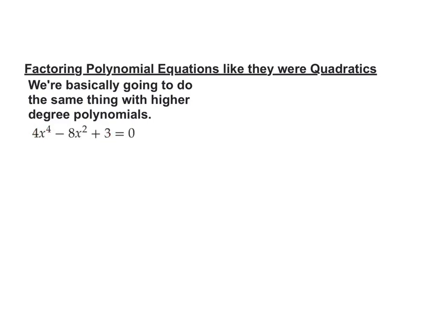I go 4 times 3, it's 12, factors of 12 that add to negative 8: negative 6, negative 2, and I proceed the exact same way. The only difference is, instead of factoring it 2x minus 3, 2x minus 1, it's 2x squared. And this x squared and this middle term all line up. And if you multiply these together, I get 4x to the 4th.